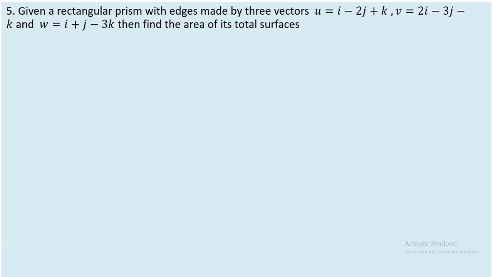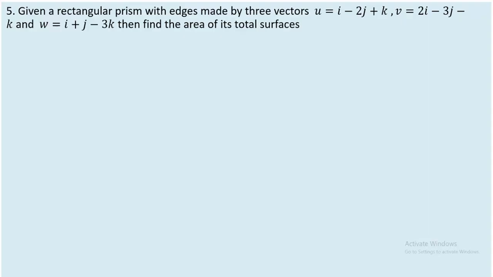Hey students, proceeding to the other question, you are given a rectangular prism with edges made by three vectors u, v, and w as you see. The question is to find the area of its total surfaces.